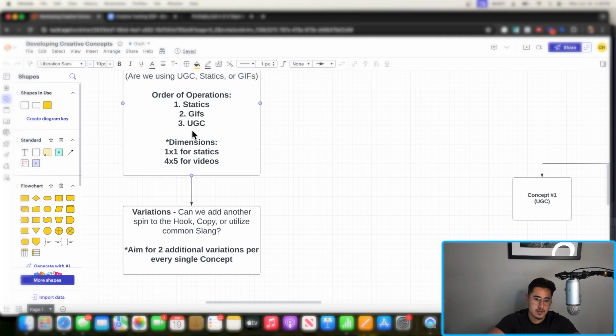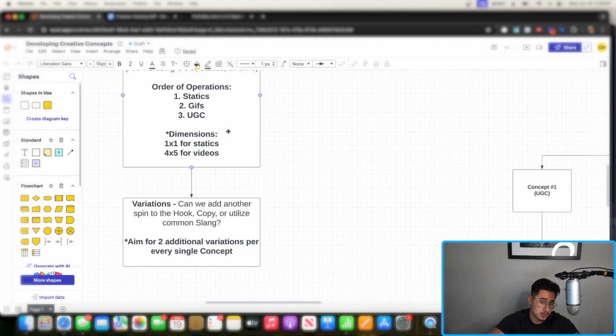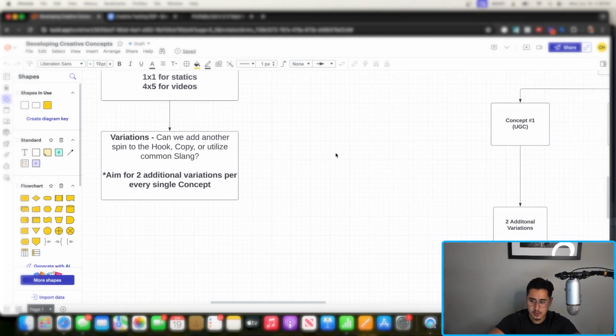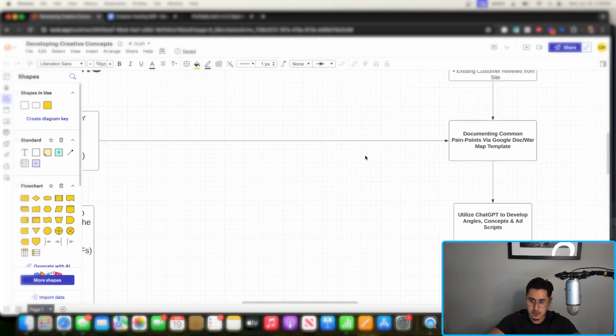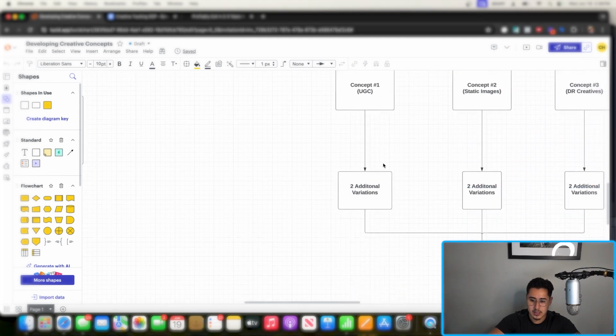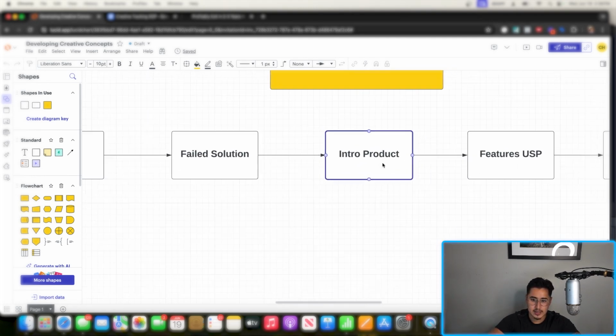Then you have GIFs, then you have UGC. GIFs can be done, probably takes a bit more time. UGC takes 2 to 3 weeks for production, right? And it's hit or miss on creator. Then we have variations for every concept we create. We create 2 different variants to that. And then our North Star is made within the iterations and tracking data, right?